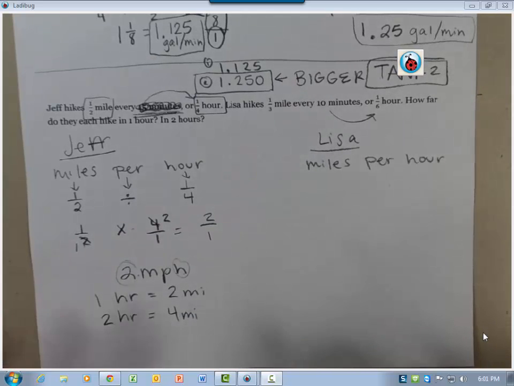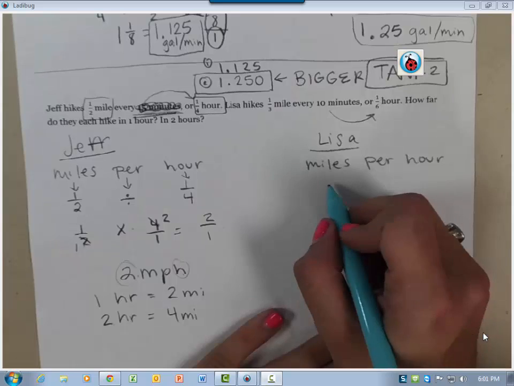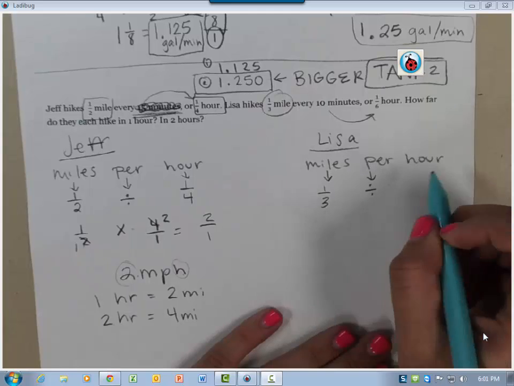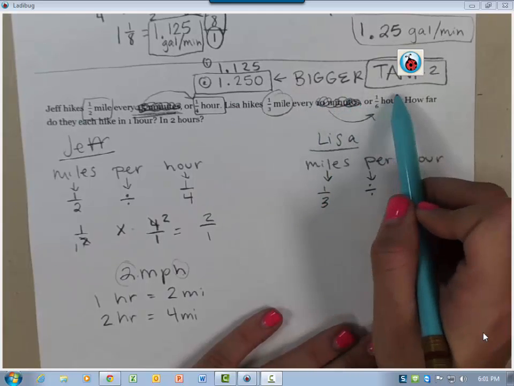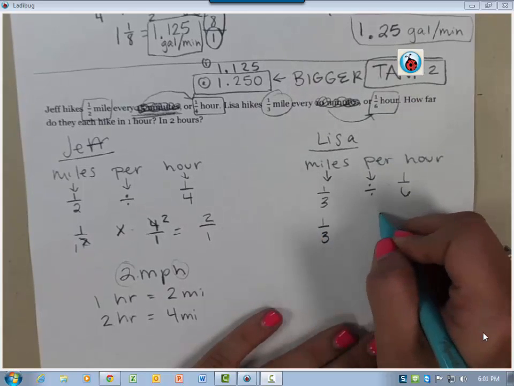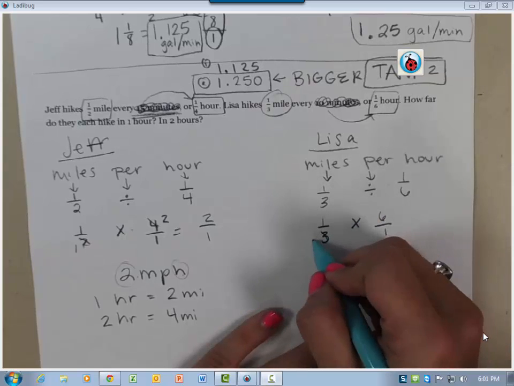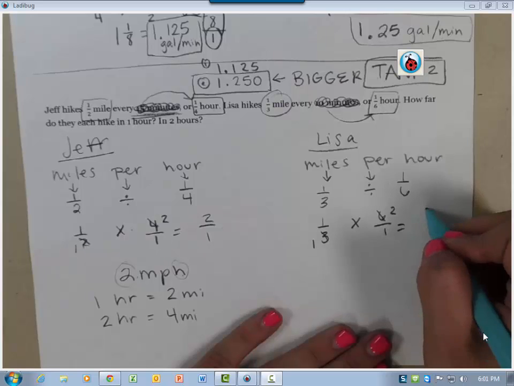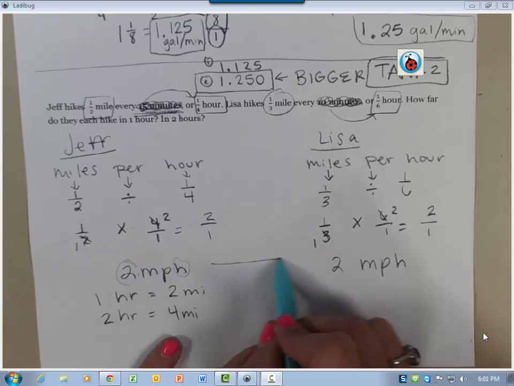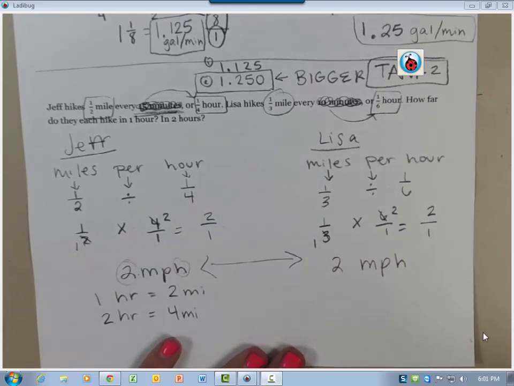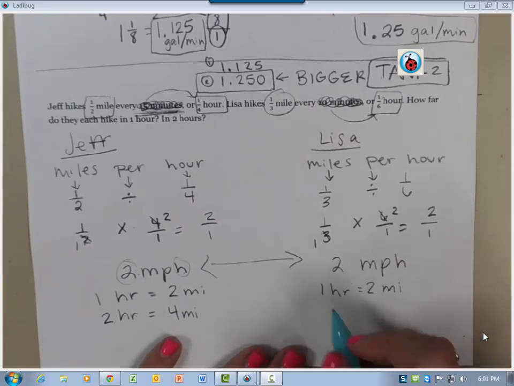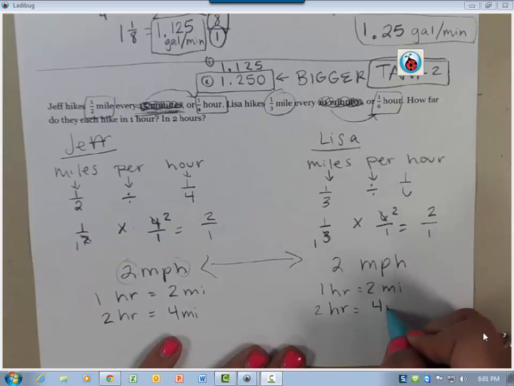Okay, now let's work out Lisa. Miles is 1/3. Per means to divide. Hours, we're not talking about minutes, so bye-bye. Hours is talking about 1/6 hour. Dividing fractions easy as pie. Just flip the second and multiply. This turns to a 1. This turns to a 2. Oh, look, we have 2 over 1 again, which is 2 miles per hour. So what do you know? They're walking at the same rate, right? So she can walk 2 miles in 1 hour, and she can walk 4 miles in 2 hours.